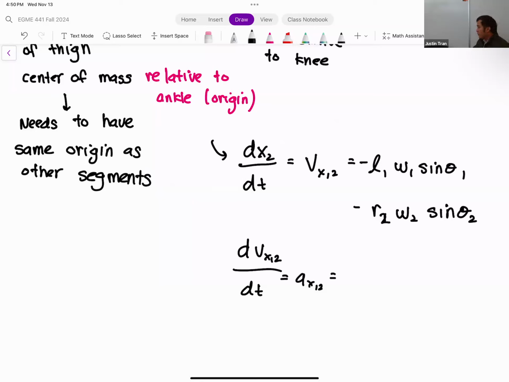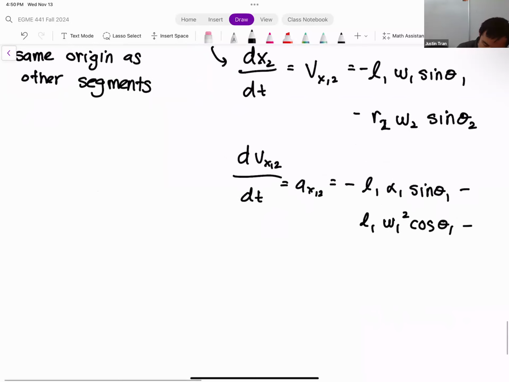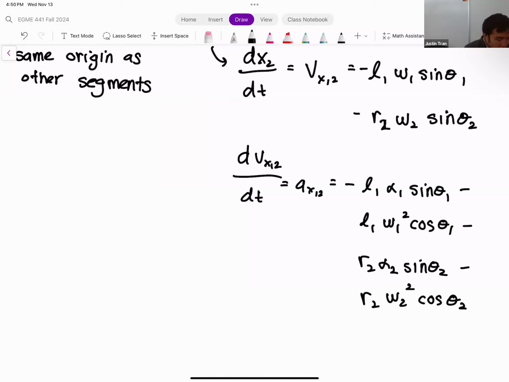Taking the derivative of the linear velocity will give us linear acceleration. So we're going to have four terms here. We have minus L1 alpha 1 sine theta 1 minus L1 omega 1 squared cosine theta 1 minus R2 alpha 2 sine of theta 2 minus R2 omega 2 squared cosine theta 2.